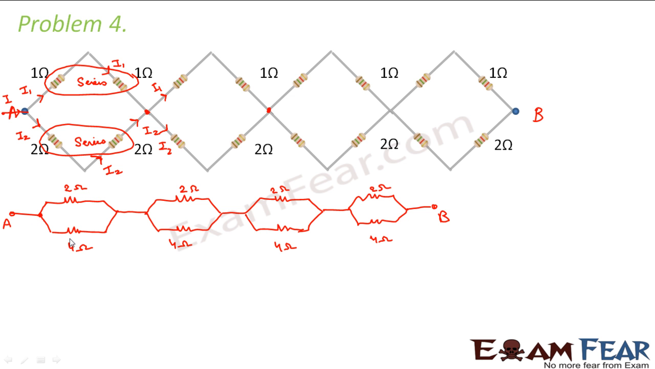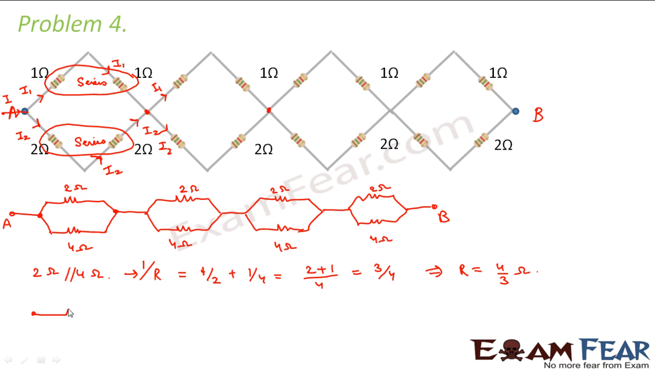These 2 ohm and 4 ohm, they are in parallel because the potential difference across them is the same. Both the resistors have their starting and ending point as the same. So these two are in parallel, that means 2 ohms is in parallel with 4 ohms. So what will be the equivalent resistance of 2 ohms and 4 ohms? 1 by R is equal to 1 by 2 plus 1 by 4, that is equal to (2 plus 1) by 4, that is 3 by 4. That means R is equal to 4 by 3 ohms. So R is the equivalent resistance of 2 ohms and 4 ohms.